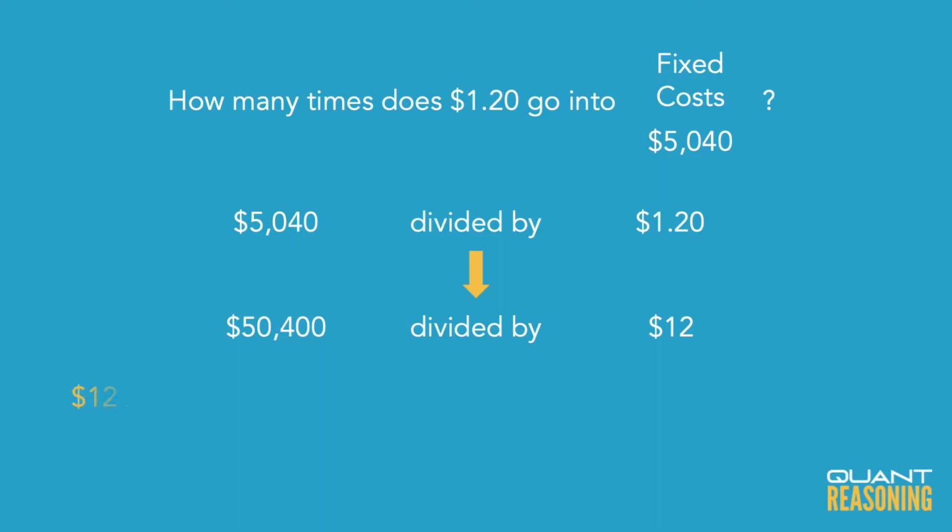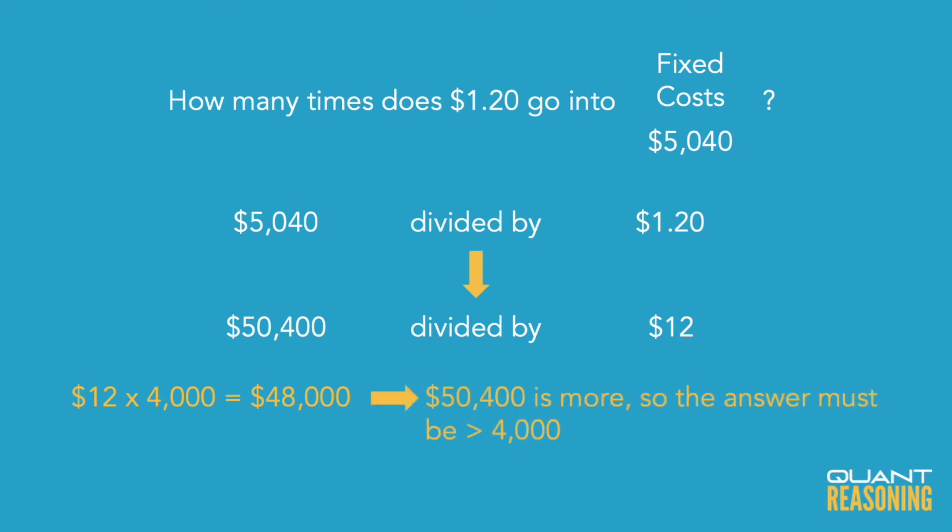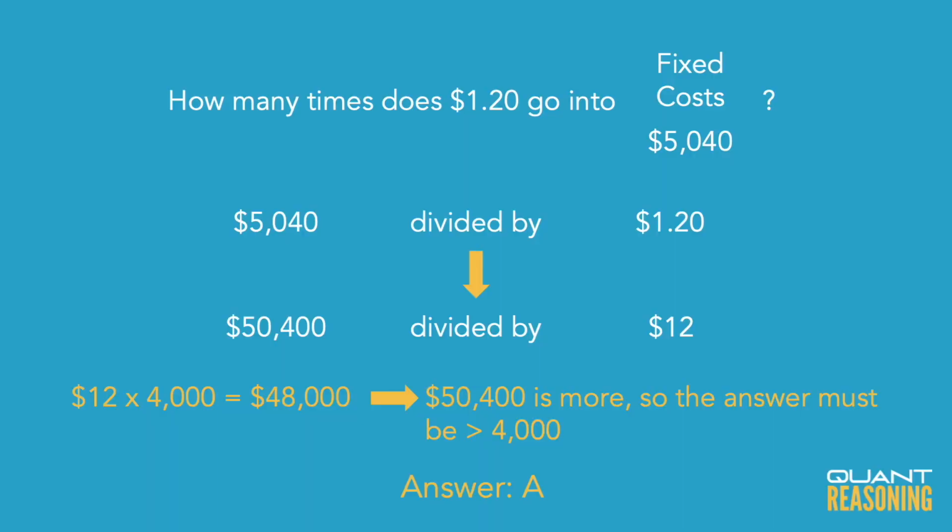I mean, I know that 12 would fit into 48,000 4,000 times, because 12 fits into 48 4 times. So 12 would fit into 48,000 4,000 times. And 50,400 is even more than 48,000. So the answer has to be more than 4,000, and thankfully there's only one answer choice that matches that.